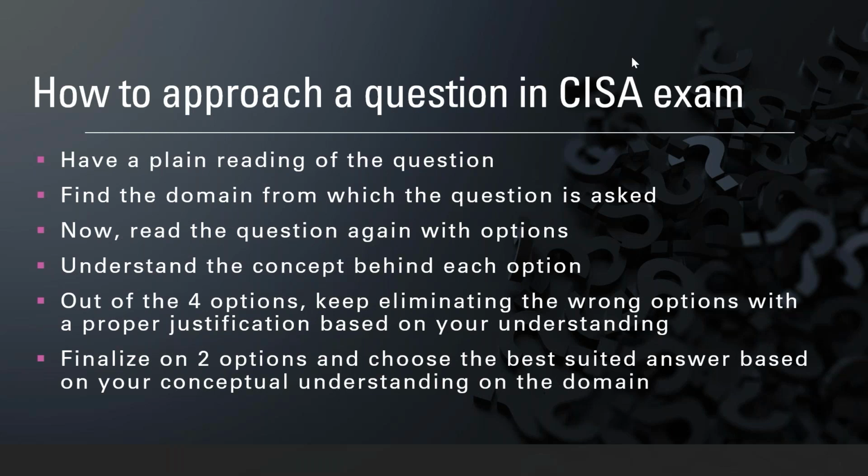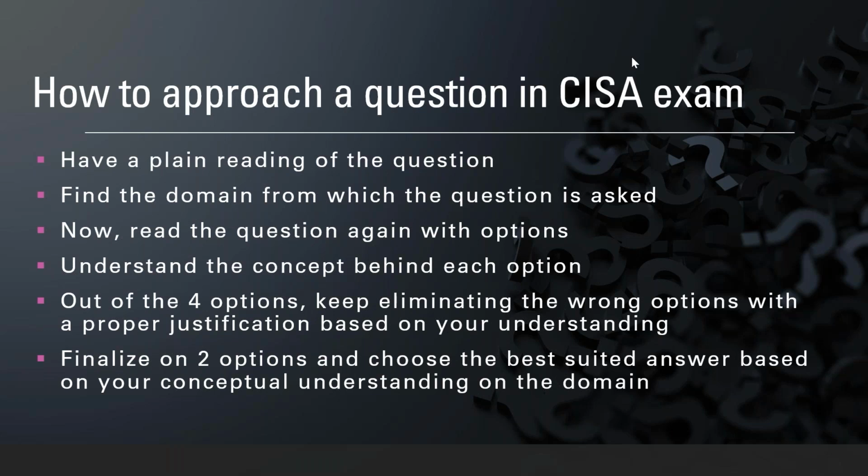Now read the question again with the options. You have had the plain reading, and we understood which domain the question is from, so now we can have a focused answer. Read the question again with the options. Out of the 4 options, you know that this belongs to domain 4. When you read the question again with the options, you will get clarity on the expectation and what to focus on. That is the third step. Now understand the concept behind each option.